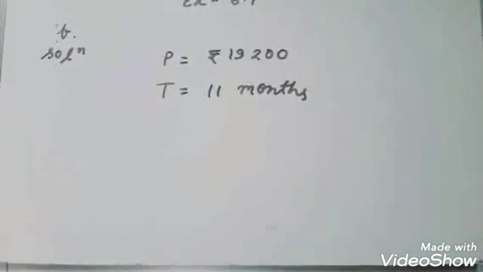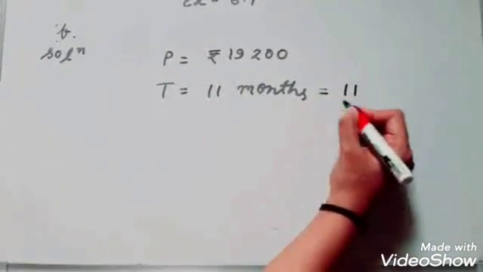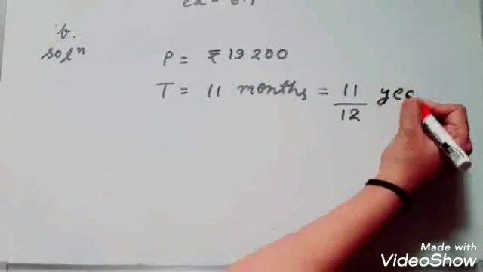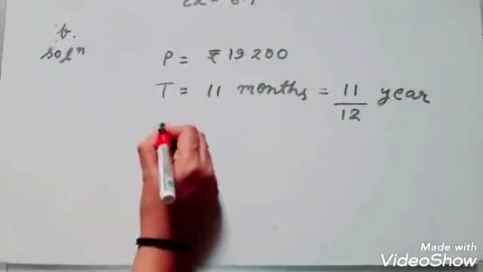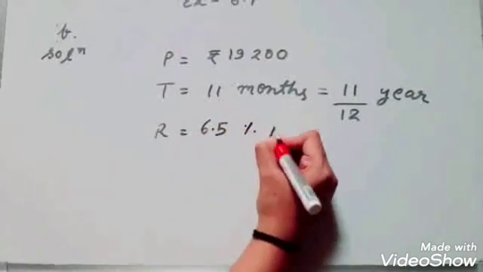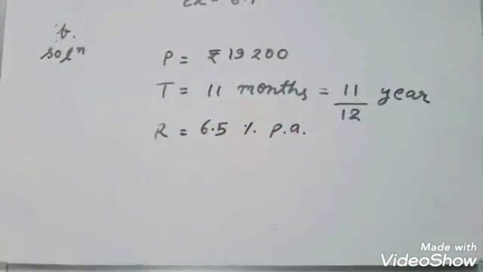Students, see part B, same type of question: principal, time and rate. All the three things are given. Principal is 9,200. The only different thing is that time is given in months, 11 months. So I told you, for converting these months into years, we have to divide it by 12: 11 upon 12 year. And the rate is 6.5% per annum. Again, we will use the same formula of SI, P into R into T upon 100. We will put the values and we will calculate our answer.